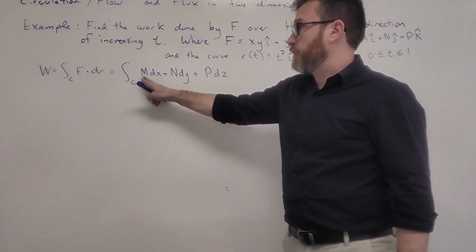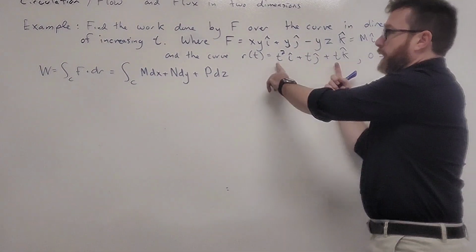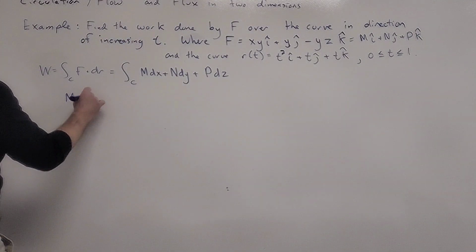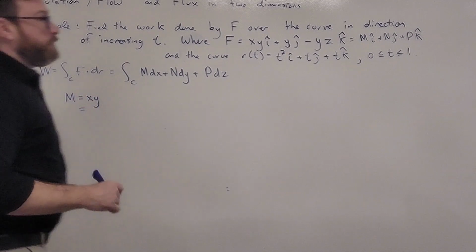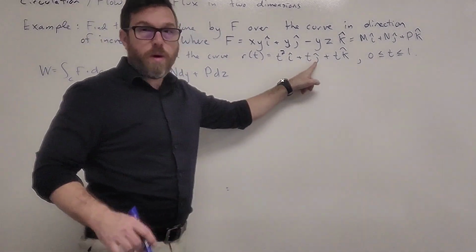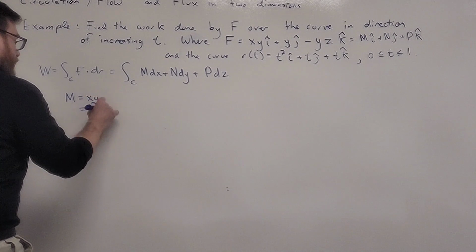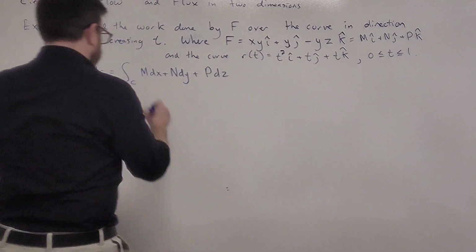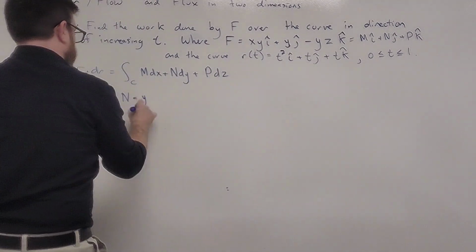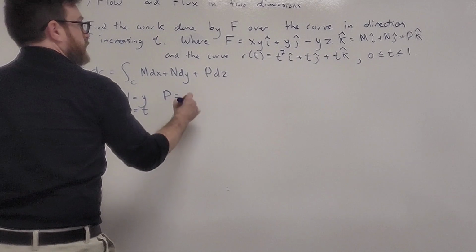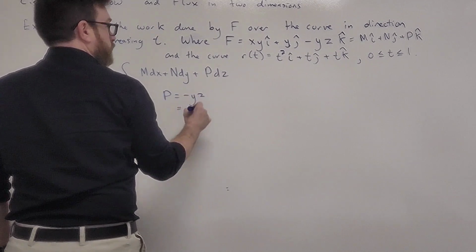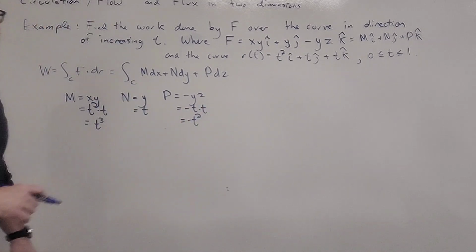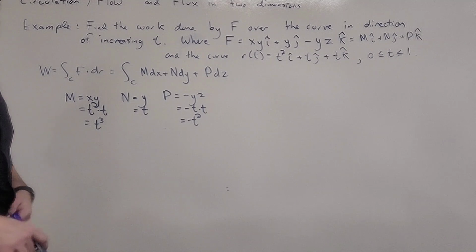So when I want to find this, I just need to know what M, N, and P are evaluated at r(t). So I know that M is equal to xy, but I have to evaluate at r(t) to know that x is t squared, y is t, so this is going to be t squared times t, so this is t cubed. N is going to be our y, but it has to be evaluated at the curve, so this is going to be t. And then P is going to be minus yz, evaluated at the curve, is going to be minus t times t, or minus t squared. If this looks familiar, like we've already done this before, it's because this is just a re-representation of exactly the same thing.